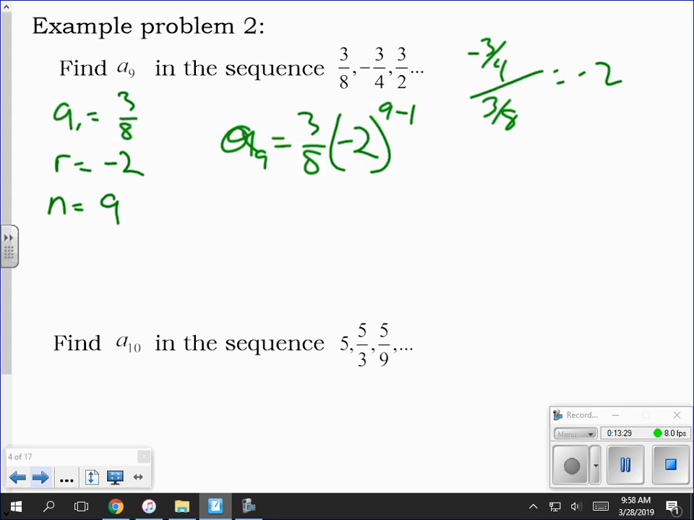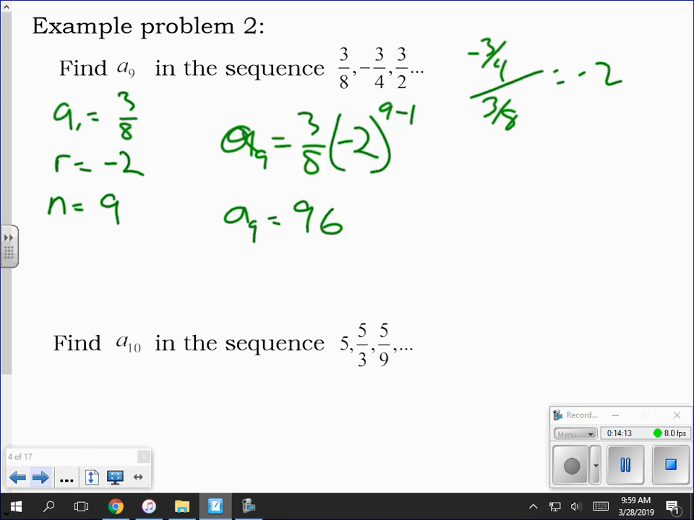So now you type that in your calculator and you do it. And here's how I do it. I don't do it all at once. I take -2 and I put parentheses around the -2, and then I use my little caret key, which is the exponent key. I could put parentheses 9 minus 1, but really 9 minus 1 is 8. So I take -2 to the 8th power, and then I multiply that times 3/8 using my fraction key. And the 9th term is 96.